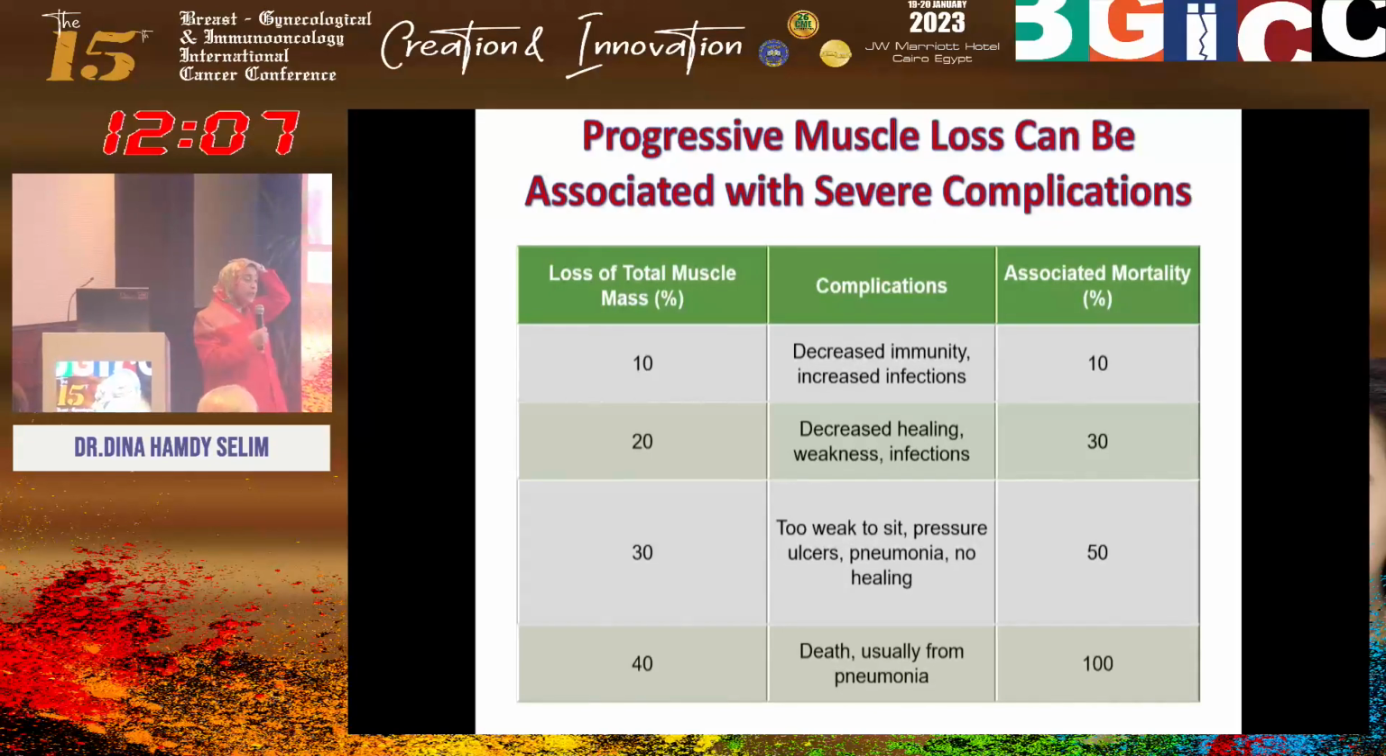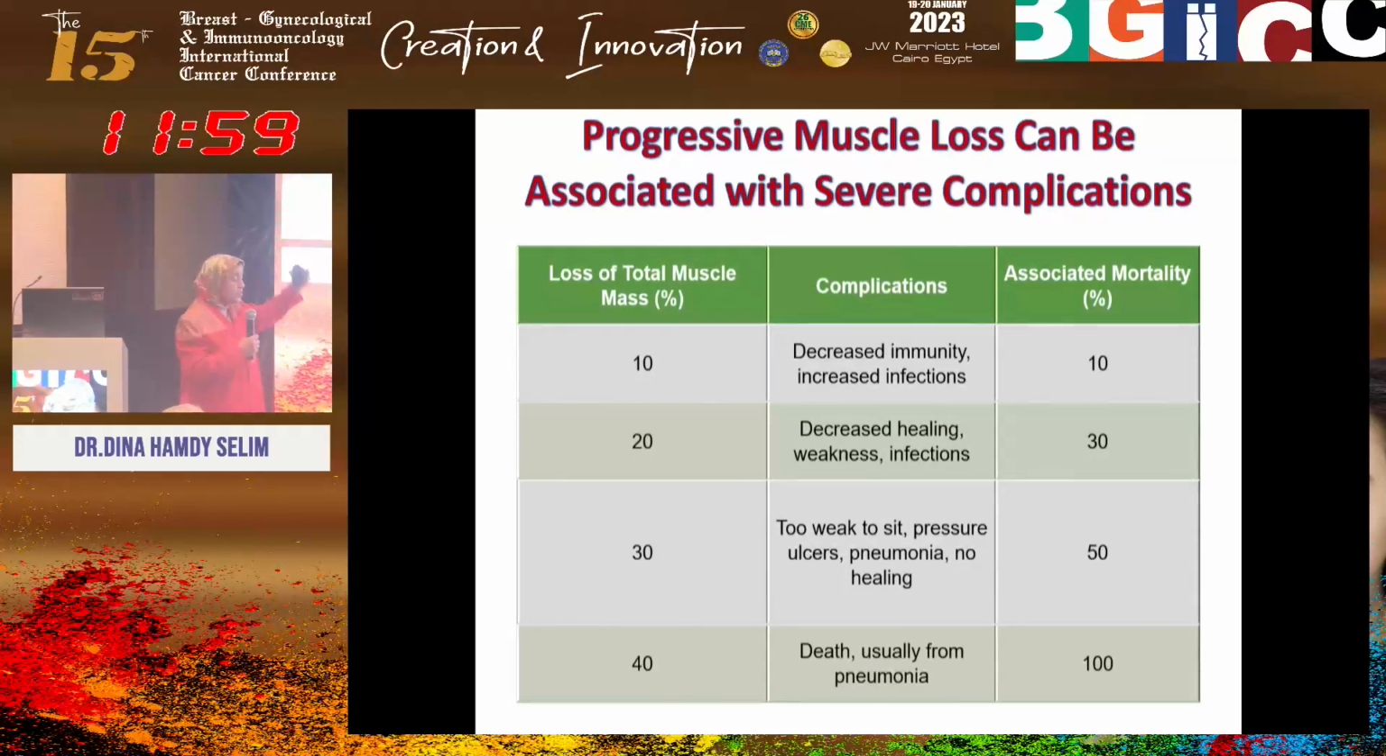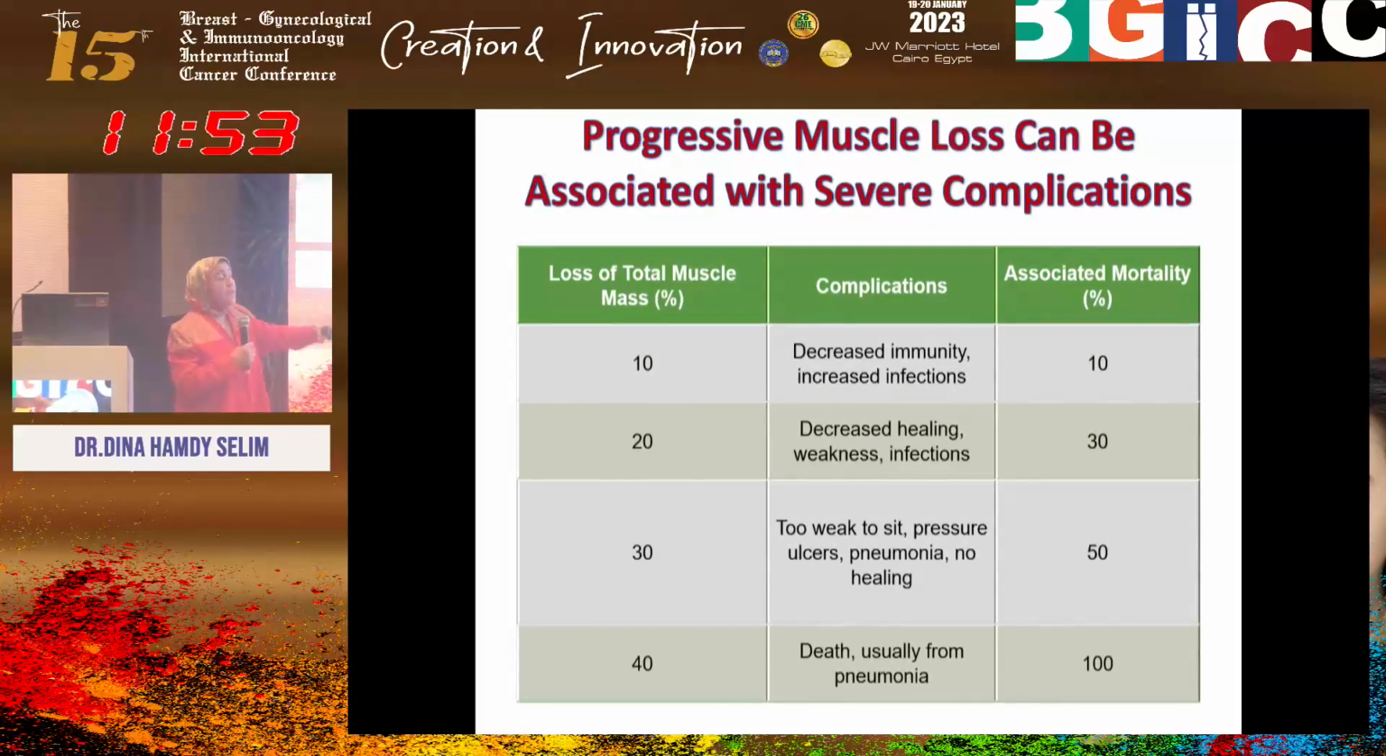With a 10% weight decrease, we will see a 10% increase in mortality. With a weight loss of 40%, we can reach 100% mortality. That means as weight loss increases, the mortality rate increases.